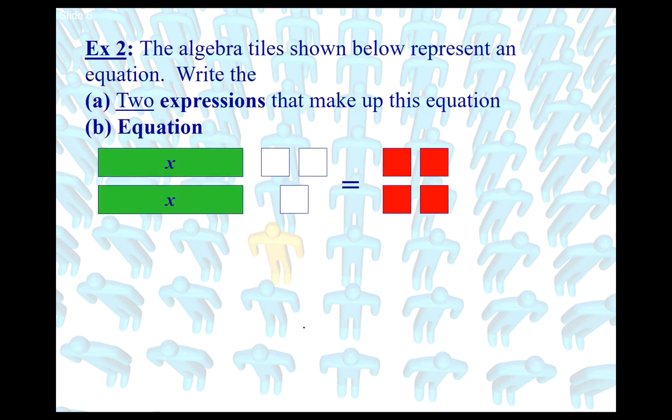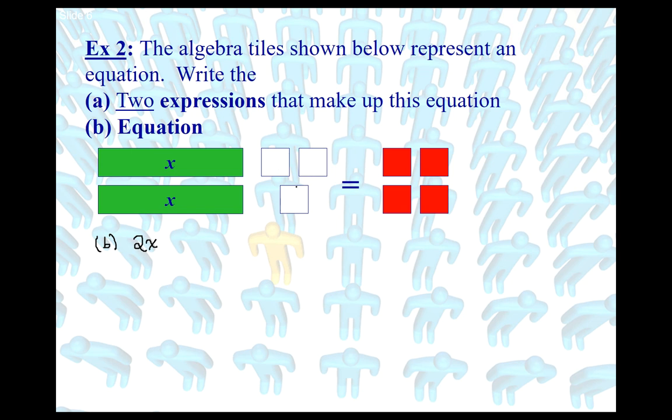Okay, number 2, we're given the algebra tiles, and what it wants us to do is write the two expressions that make up the equation and also write down the equation. Now, let's just do the equation. If you write down the equation, we can actually see the two expressions. So we'll just do the equation first. 2 green rectangles means you have a numerical coefficient of 2, and a numerical coefficient is always attached to a variable, so you have an x beside it. So 2 green rectangles will be 2x.